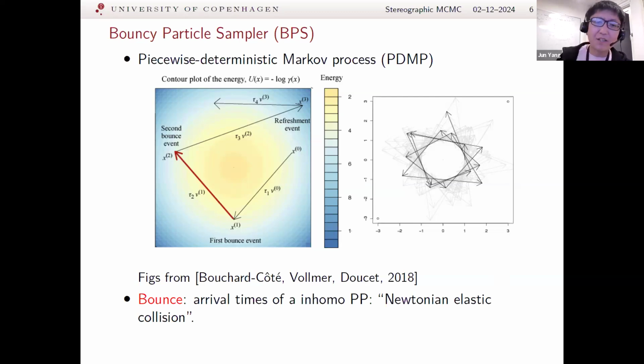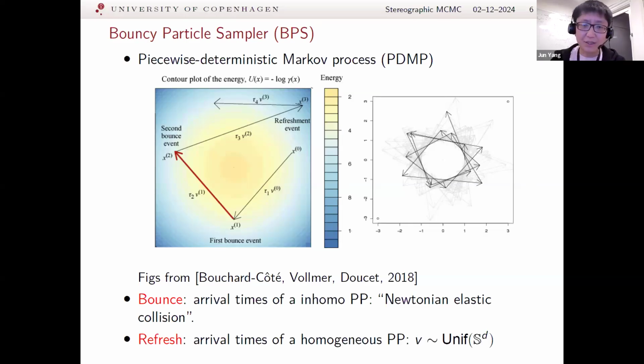However, if we just simulate the bounce events, there's a problem. You can look at the picture on the right-hand side. This is for the standard two-dimensional Gaussian if we just simulate the bounce events. The problem is that the particle will never be able to visit the area inside just by bouncing. That's the reason we have to introduce another event called refreshment.